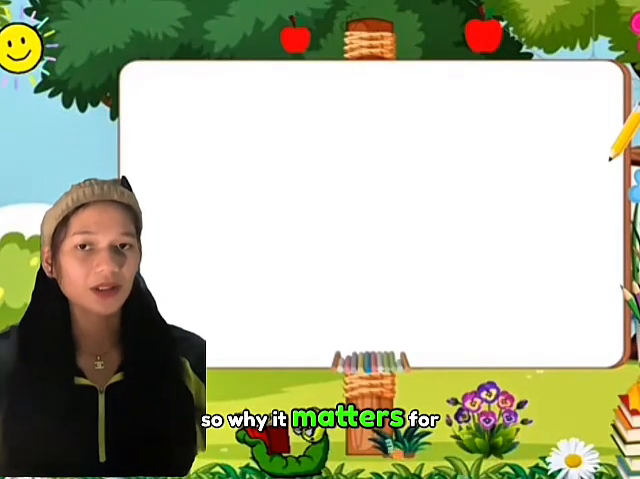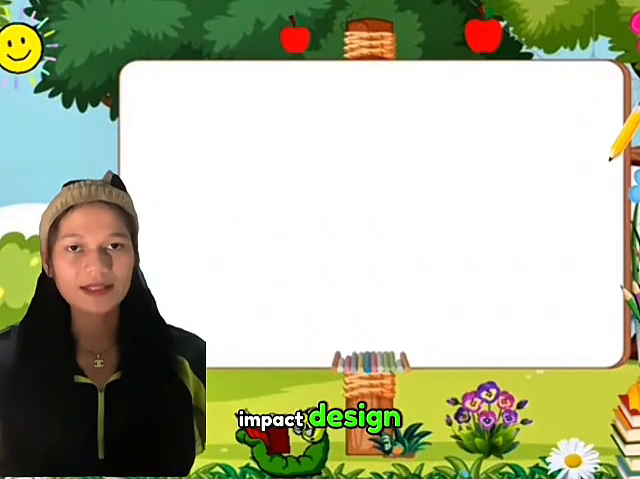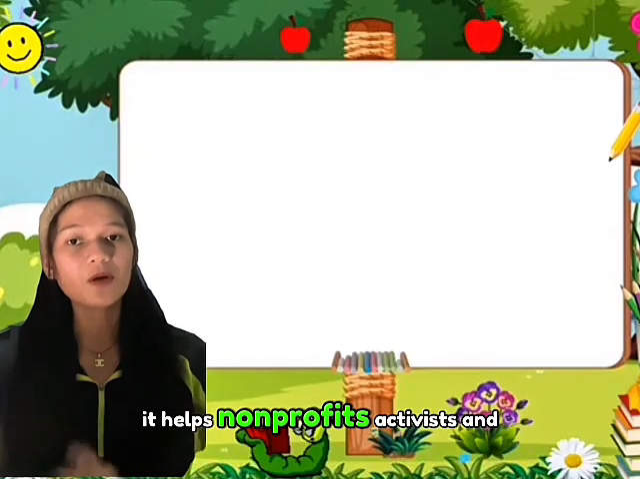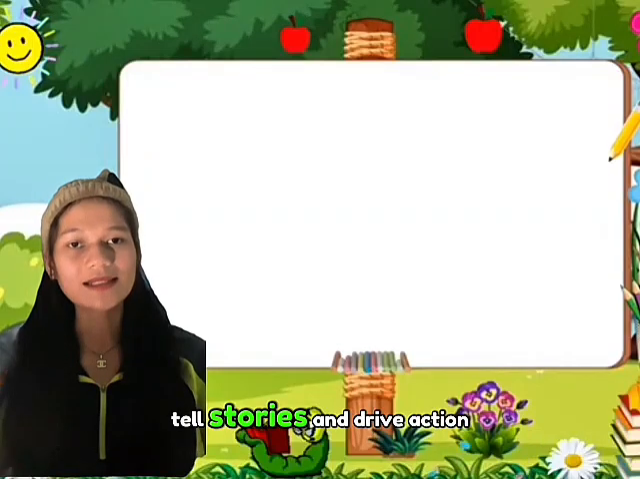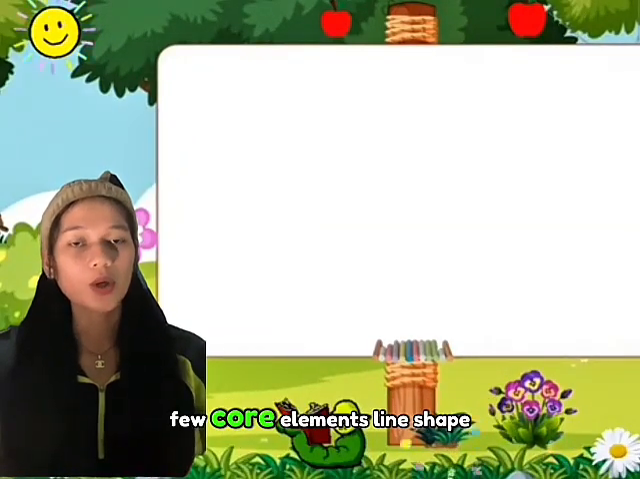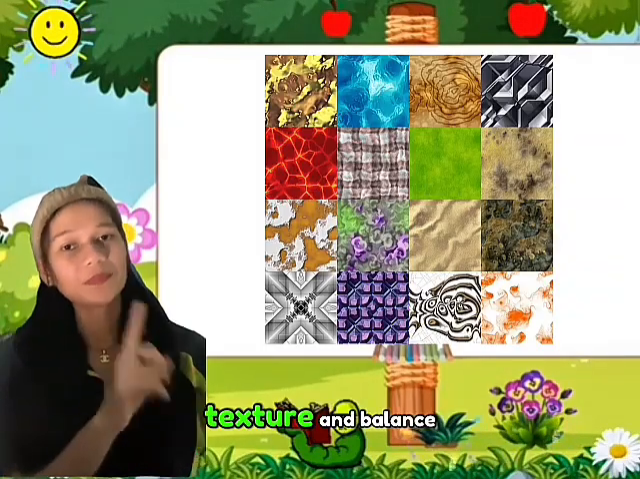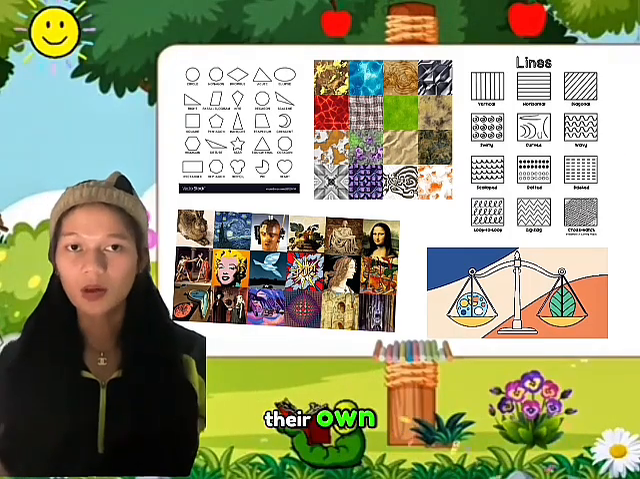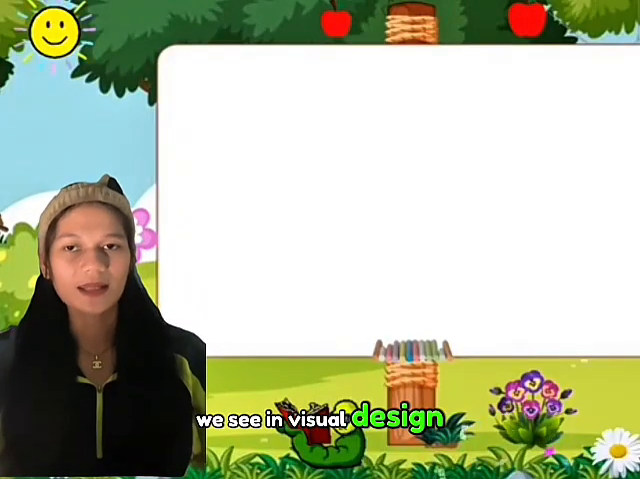So why does it matter for social impact visuals? When used for social impact, design becomes a powerful tool for change. It helps nonprofits, activists, and communities raise awareness, tell stories, and drive action. All great design shares a few core elements: line, shape, form, texture, and balance. These may seem simple on their own, but together, they create everything we see in visual design.